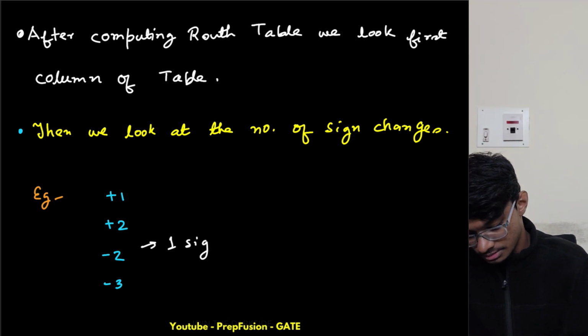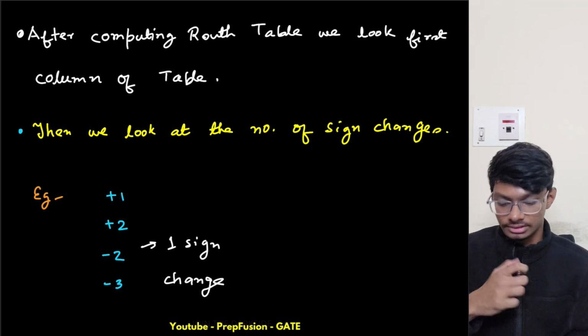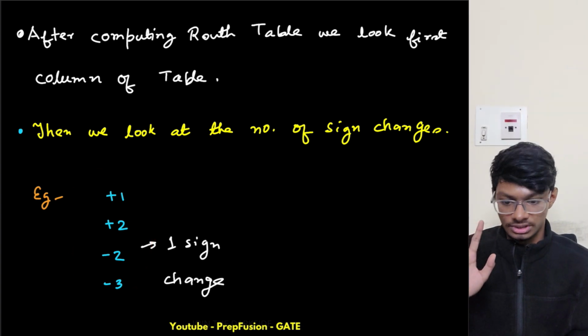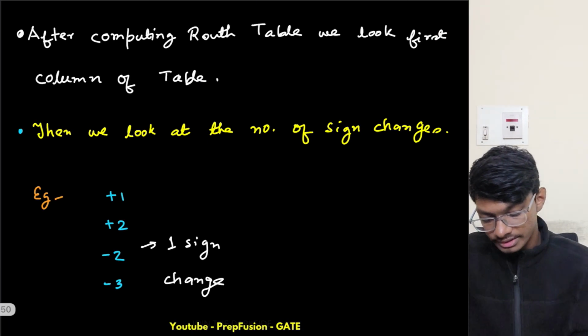1 sign change. Okay, so this is basically after computation. Obviously we'll do a few examples, and from there you will understand. So this is after computation of the Routh table. This is the first column basically, that is what I'm representing here. So let me take another example.